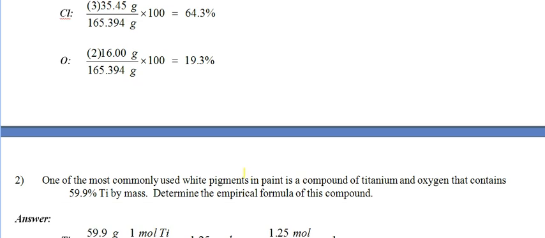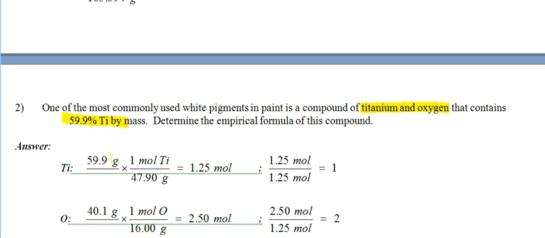Alright, number 2. One of the most commonly used white pigments in paint is a compound of titanium and oxygen that contains 59.9% titanium by mass. Determine the empirical formula of this compound. Some of you may have read this and thought, well shoot, he didn't give us the percent of oxygen. Guys, this is a problem-solving type class. If I told you there are only 2 things in the compound and gave you a percent for one of them, I would hope you would be able to determine the percent of the oxygen. So knowing that, the titanium is 59.9%.